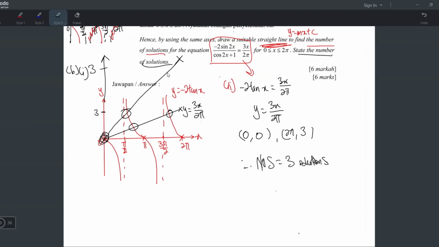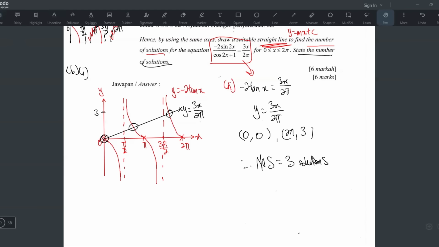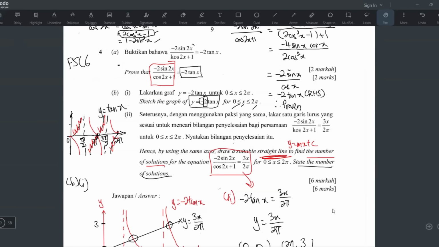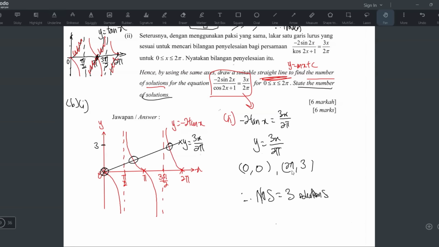Eventually it will touch this, right? Yeah, eventually it will touch because it will just keep going up. So it doesn't matter how high you put the 3 or how low you put the 3, you will end up with 3 solutions, no matter what. So that's why the answer is 3. Okay, hope you understand. I'm done. How many marks? 2 marks, 6 marks. So 8 marks for this. All right, let's continue.